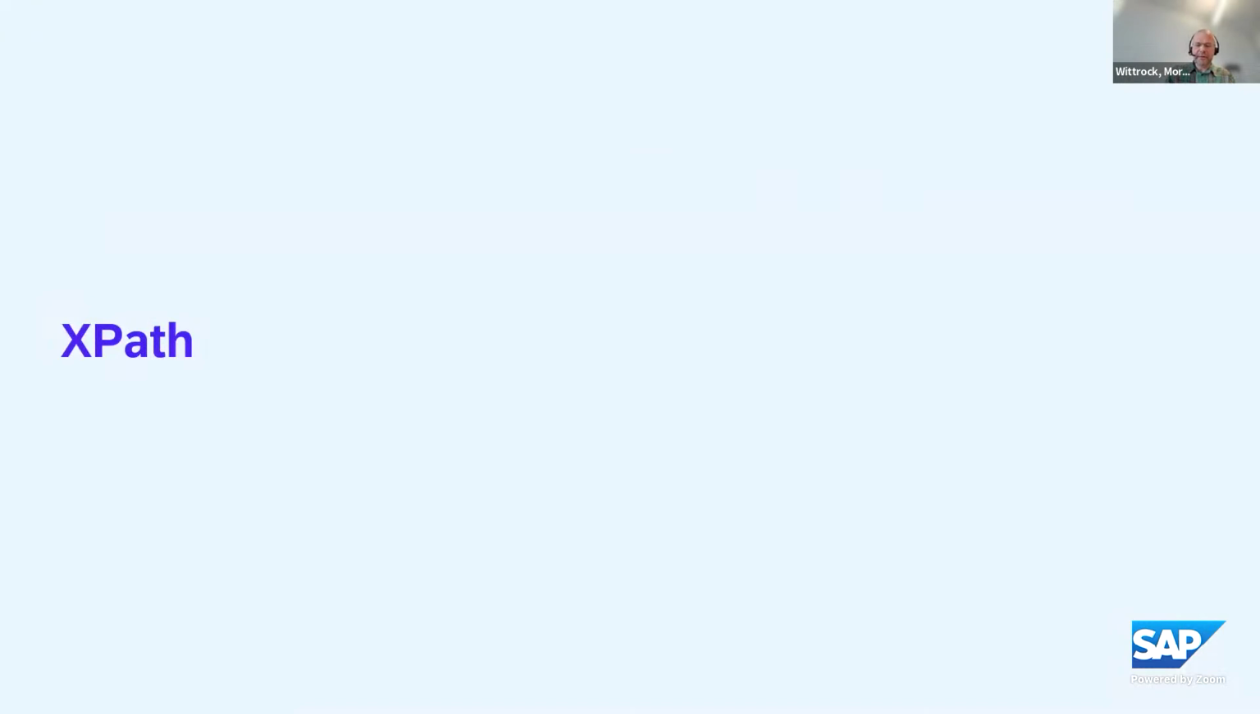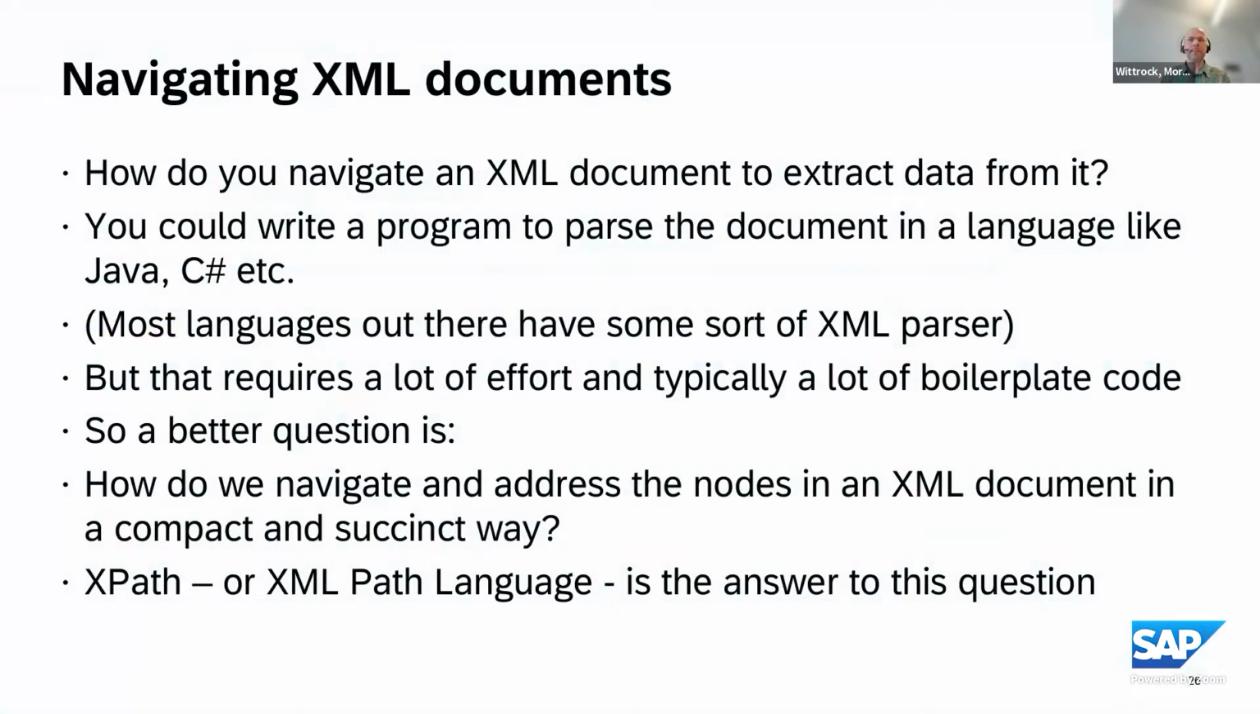Okay, moving on. We've lost a bit of time, so I'll increase the speed a little bit. XPATH. So XML, really great for transmitting data between systems. And now you've received an XML document and you want to extract some data from it. So how do you navigate that document?